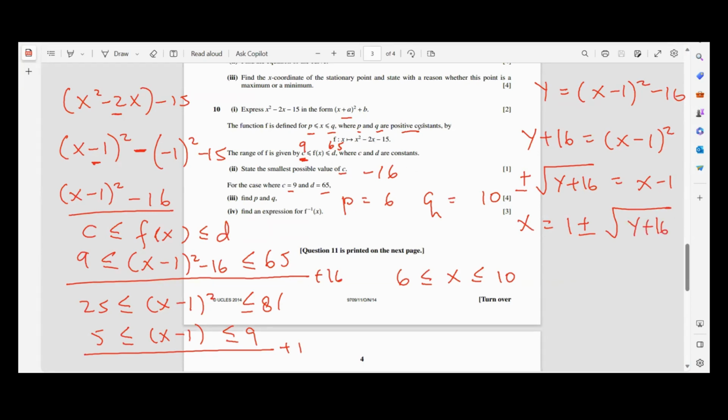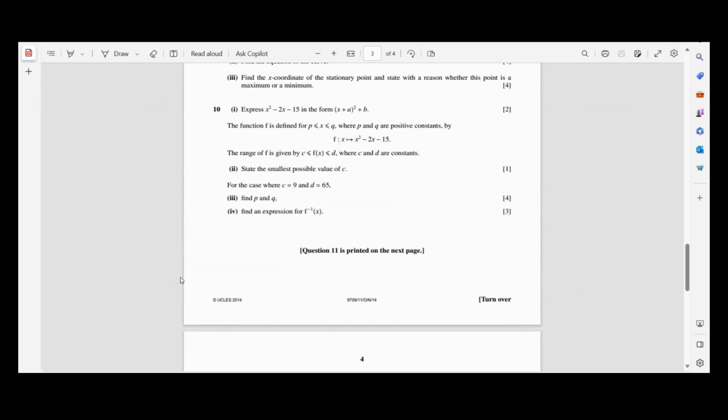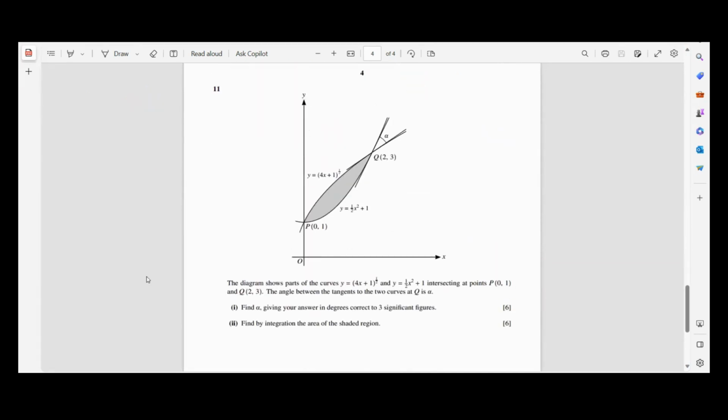And then it says what? The domain of x is a positive constant, so it must be positive. So we only take the positive. So x equals 1 plus square root of y plus 16. And we change it back to f inverse of x equals 1 plus square root of x plus 16. Okay, that is for number 10. Now we go to number 11. I think number 11 is the last question for this paper.